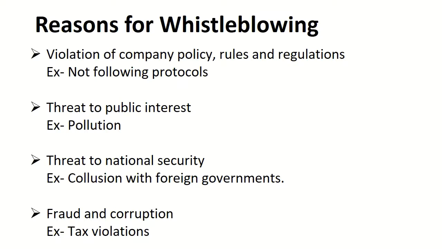Reasons for whistleblowing. Violation of company policy, rules and regulations. Example, not following protocols. Threat to public interest. Example, pollution. Threat to national security. Collusion with foreign governments. Fraud and corruption. Example, tax violations. So the person who does whistleblowing generally is within the company and is going to tell what doesn't fall in line with the rules and regulations set by the company itself or by the government. So this person is someone who is going to show the wrong things done within his company itself.